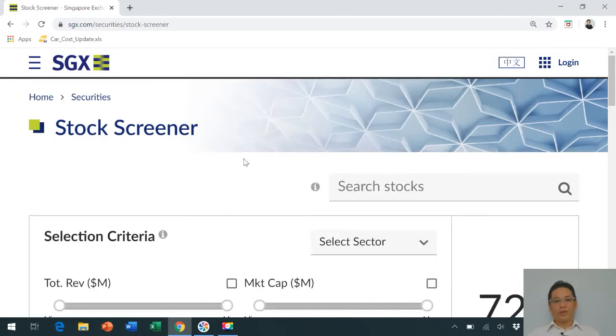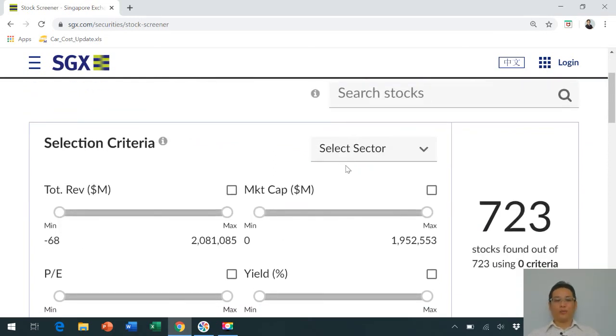Now what we have here is SGX Stock Screener, which actually serves two main purposes. Number one, it helps you to filter stocks based on the criteria you set. Now as you can see here in the SGX universe, we have about 700 counters, and you can set filters to sieve out stocks that pass your criteria.